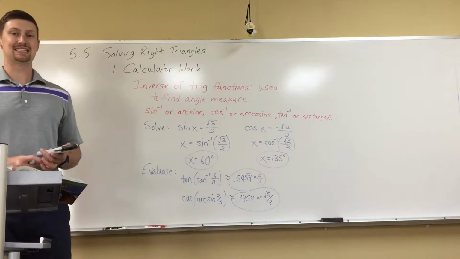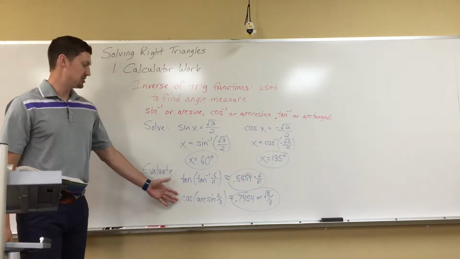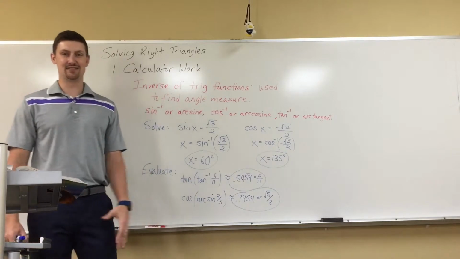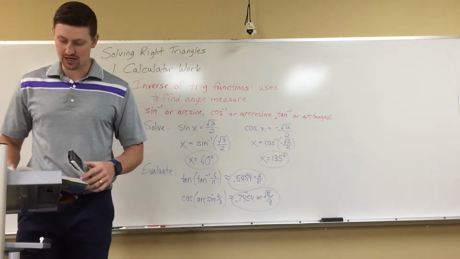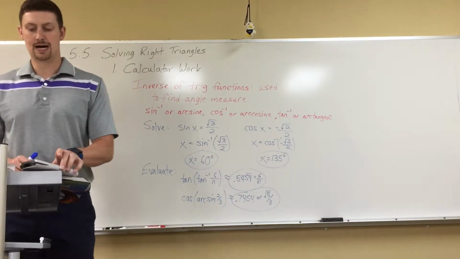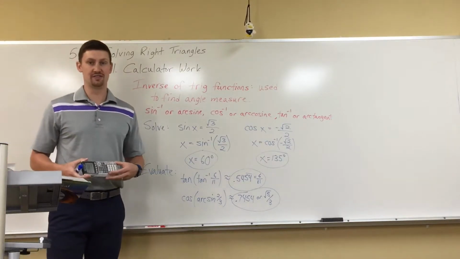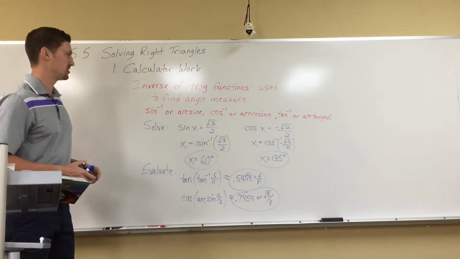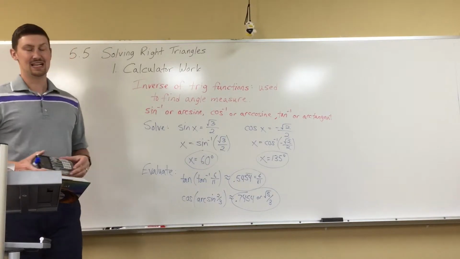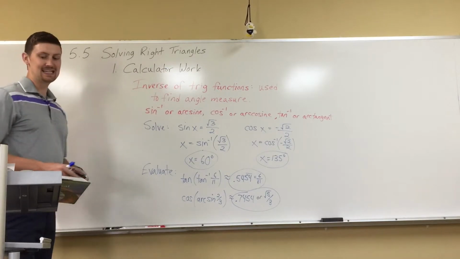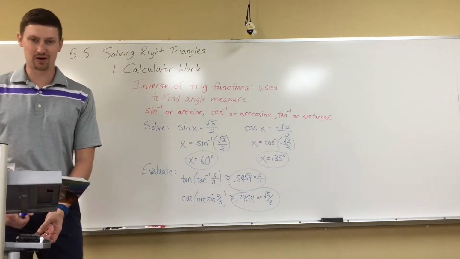Okay, and again, what is that saying here for evaluate? It's just saying when you take the cosine of the inverse sine of 2/3, what do you get? And again, it's kind of a different example. Your book shows some ways to find it by hand, but it's just getting us familiar with the inverse functions of trig functions. Inverse sine, cosine, and tangent. All right, that is calculator work. That is the quick part of today's lesson.